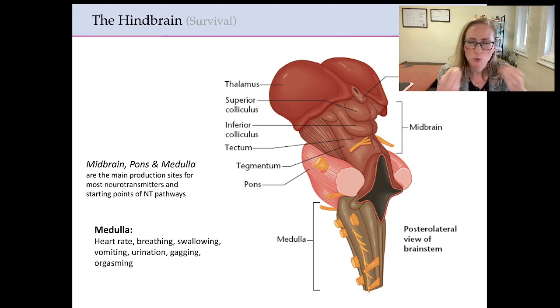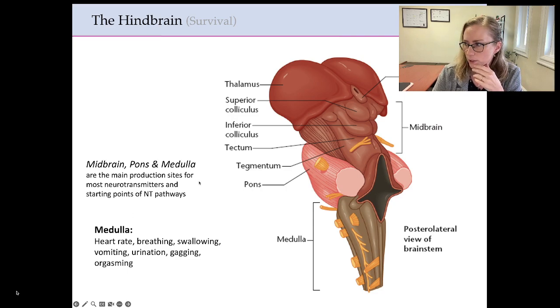We need to make sure we swallow that food. We need to make sure that we don't gag and vomit it back up. We need to be able to properly breathe, and regulate heart rate and coordinate all that. If we're going to be running away from a predator, then we need to help accelerate our heart rate and make sure that that's okay. When it comes to the 4 Fs, right? Mating, if we're going to procreate, we need to actually properly orgasm, all of these different things. So it's the even more basic survival functions.